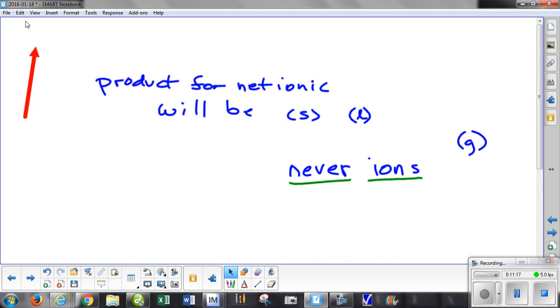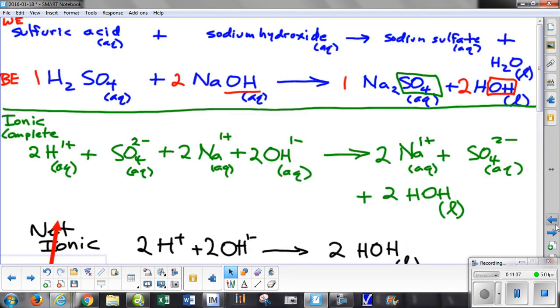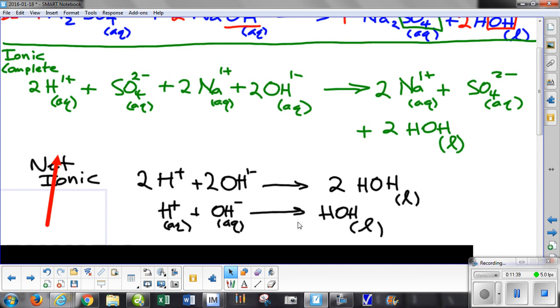So here's what we need to understand. The product for a net ionic equation will only be a solid, liquid, or a gas. Nothing else. Never ions on the right side of the net ionic equation. If you look back here, you will see the right side of this equation has no ions. The right side is our water. The left side is 2 ions.